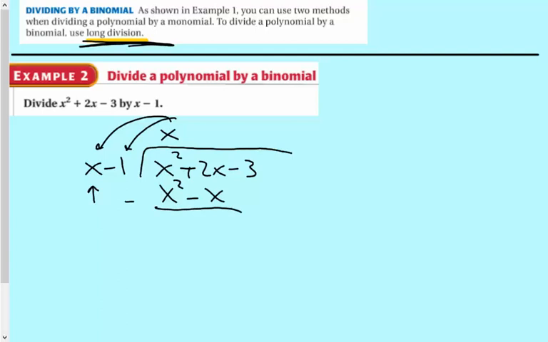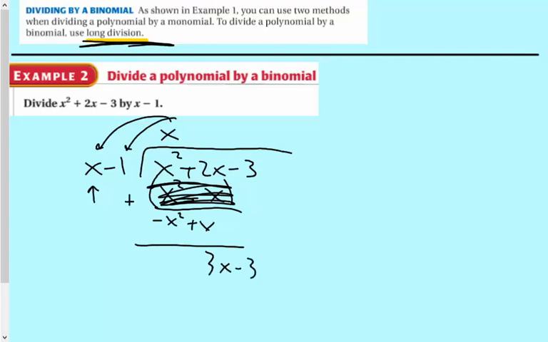Then I'm going to subtract. Here's where you need to be careful. You've got to put these in parentheses. This minus sign is going to go to both terms. So really, it's going to be negative x squared plus x. So I should rewrite this as negative x squared plus x instead. And then I'm going to add them together, and that gives me 3x minus 3.